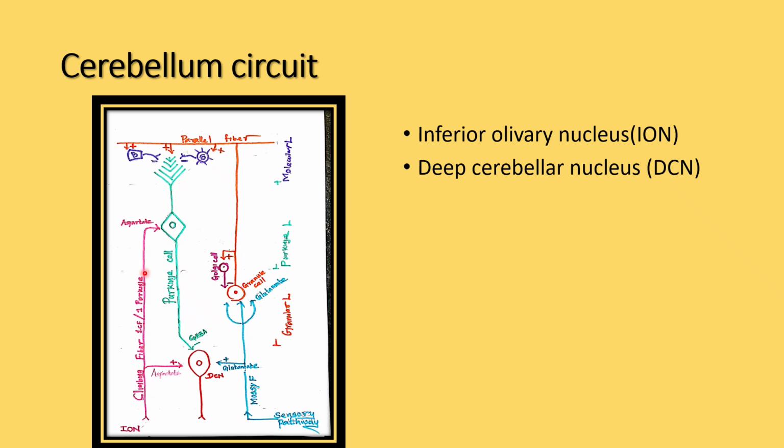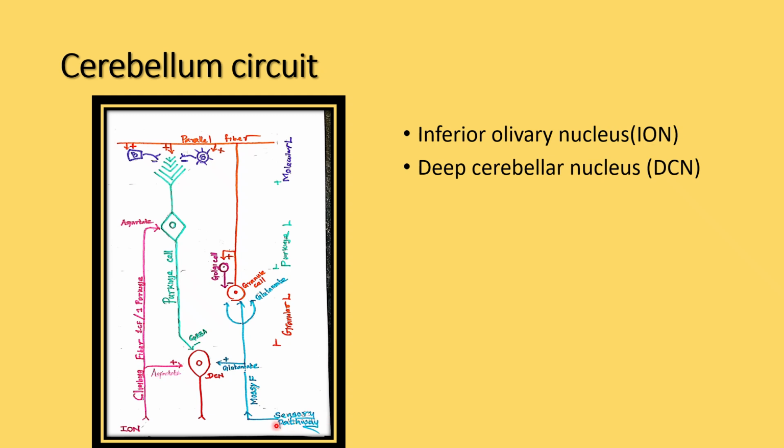Climbing fibers stimulate the Purkinje cell through aspartate. On the way to the Purkinje cell, it also stimulates the deep cerebellar nuclei. The deep cerebellar nuclei are the dentate nucleus, globose nucleus, emboliform nucleus, and fastigial nucleus.